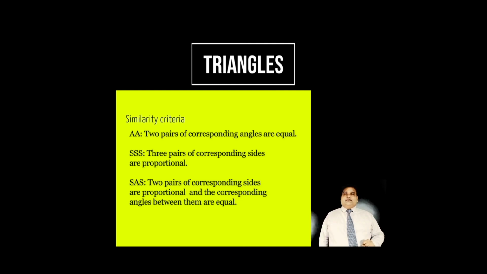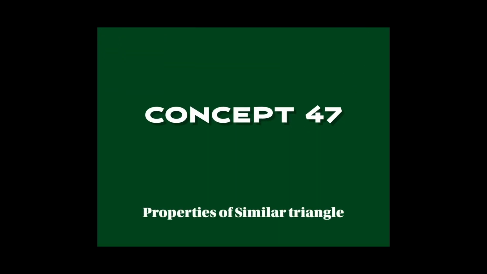So what is SAS? Two pairs of corresponding sides are in proportion and the corresponding angles between them are equal. So the angle between them is equal, that criterion is fulfilled, and we can say the triangles are similar. So quickly, always remember AAA, SSS and SAS. If any of these three conditions is met, we can say that triangles are similar.